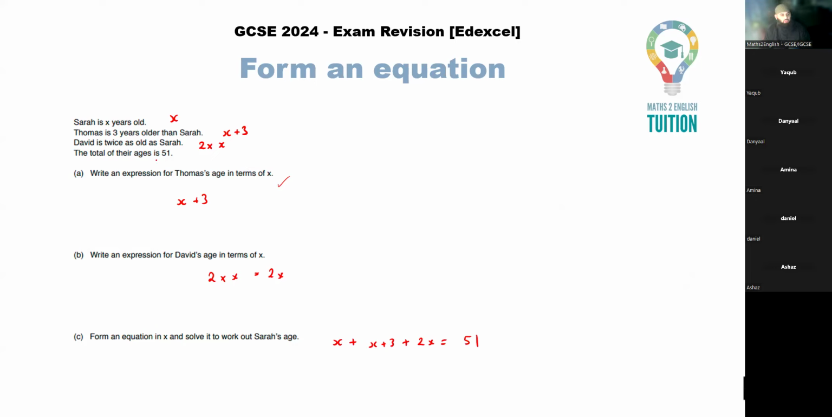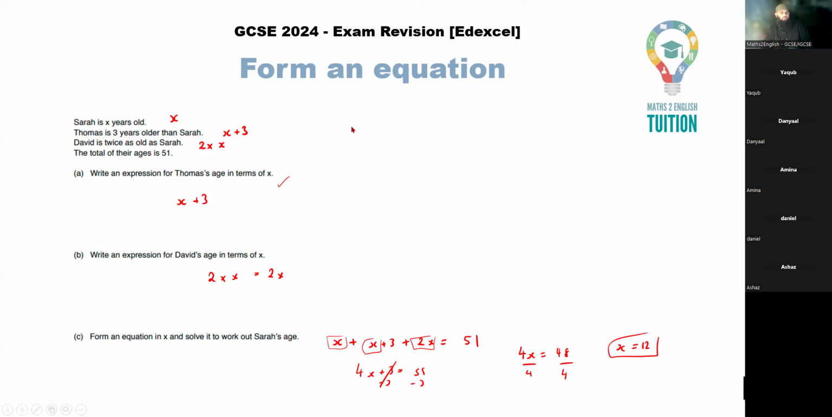So we try to solve for x. We add all the x's up. This is x, x, and x. So we got 4x plus 3 equals 51. We do minus 3 on this side, minus 3 on this side, cancels out. So we're left with 4x equals 48. We divide this side by 4, divide this side by 4. That's going to give us Sarah's age is equal to 12. So she's 12 years old. That's forming an equation.